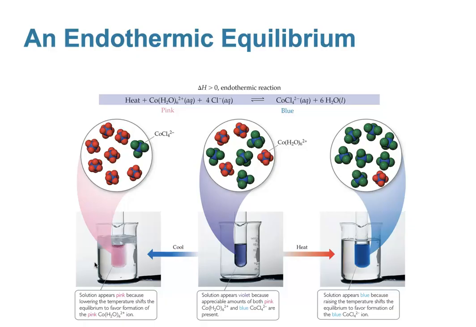And I actually do this with my Regents class. But the original solution is a combination of both, so it's like a bluish lavender color. So when I increase the heat, it turns blue, forming the CoCl4 2- ion. And when I decrease the heat, it turns pink, forming the Co(H2O)6 2+ ion.